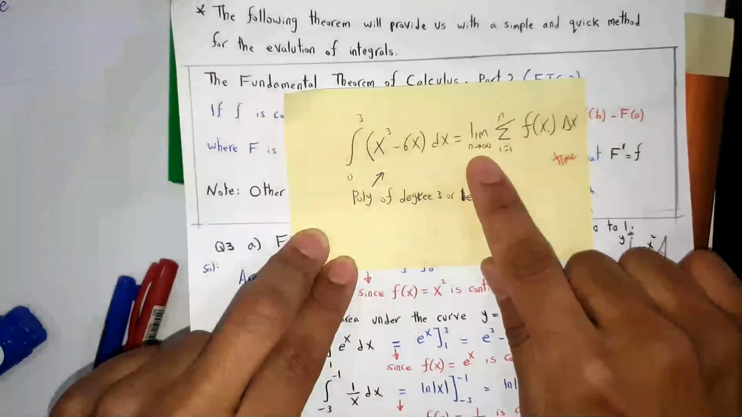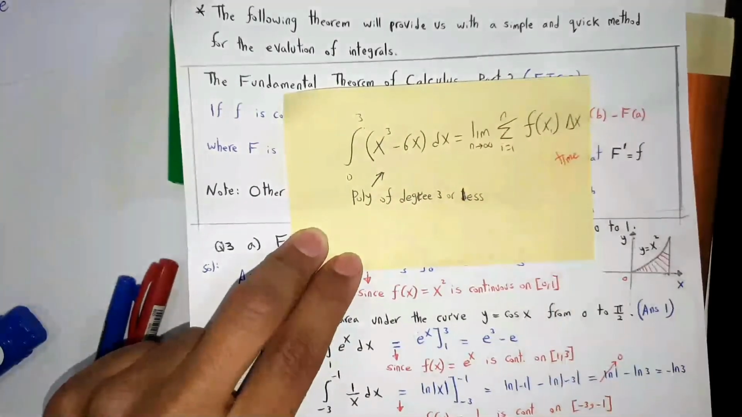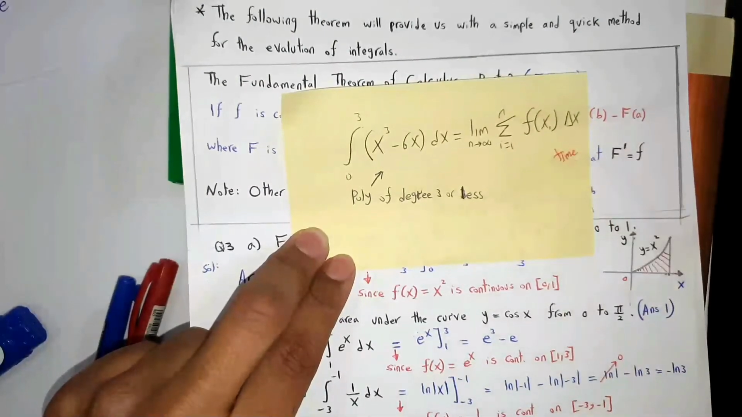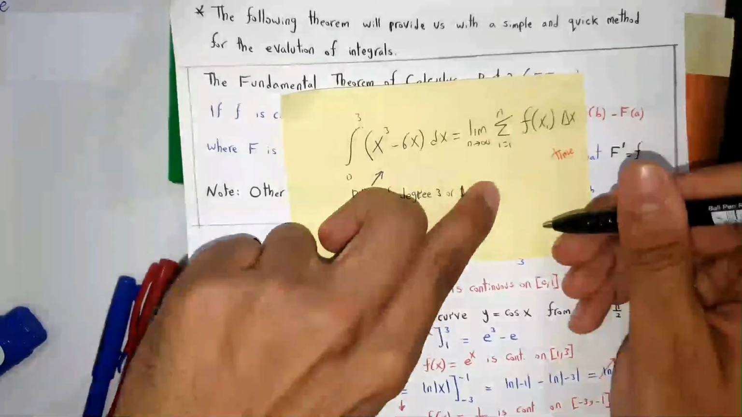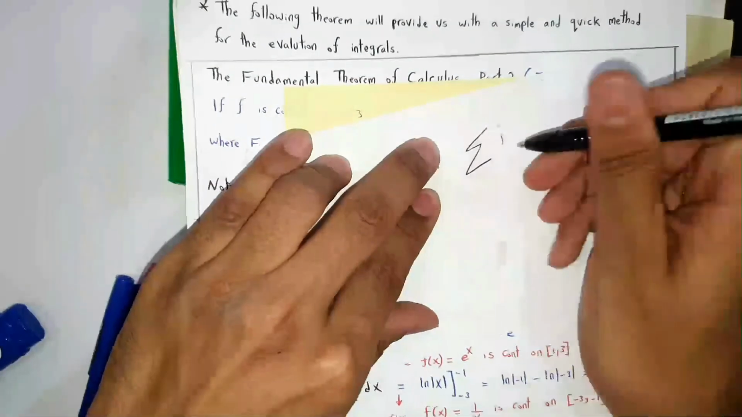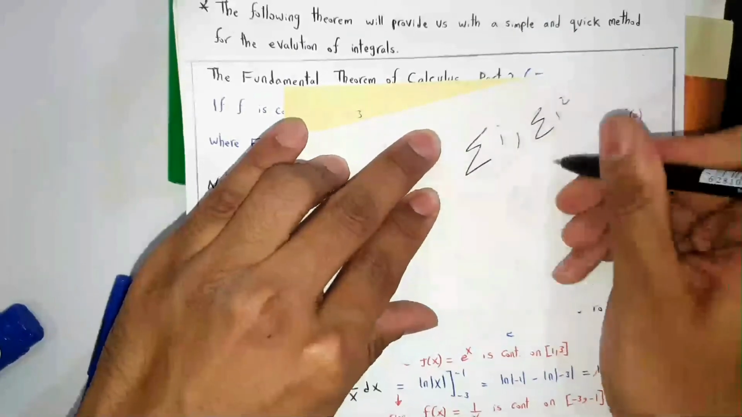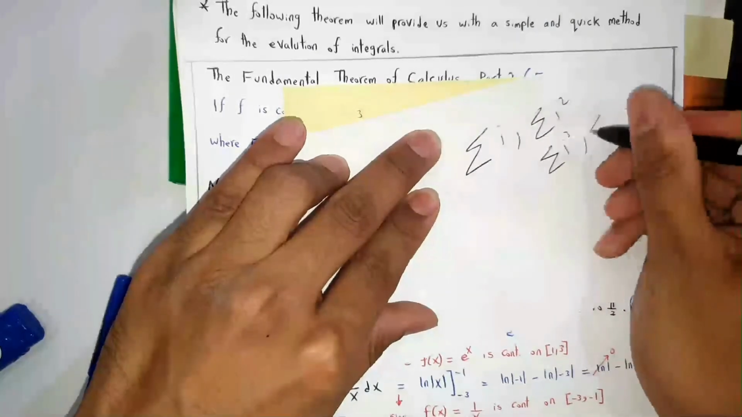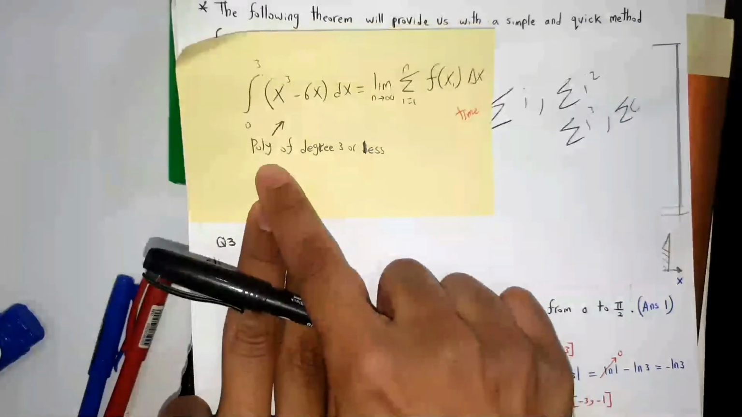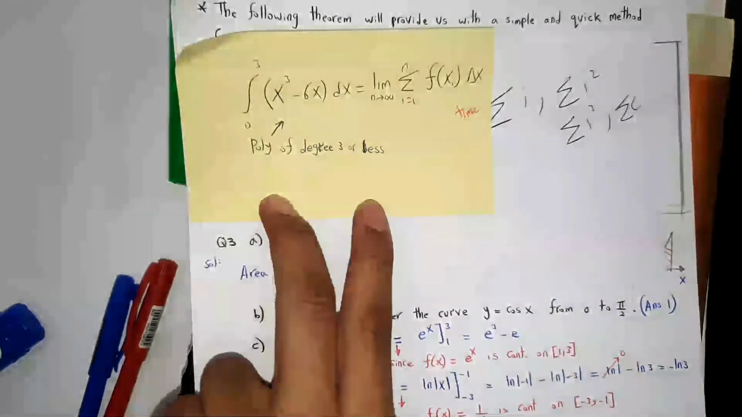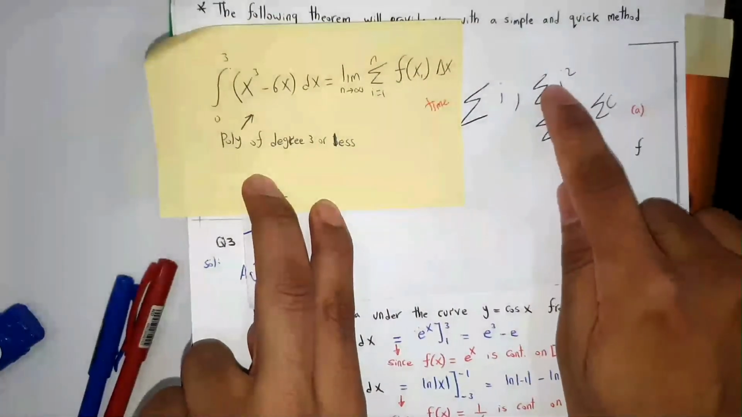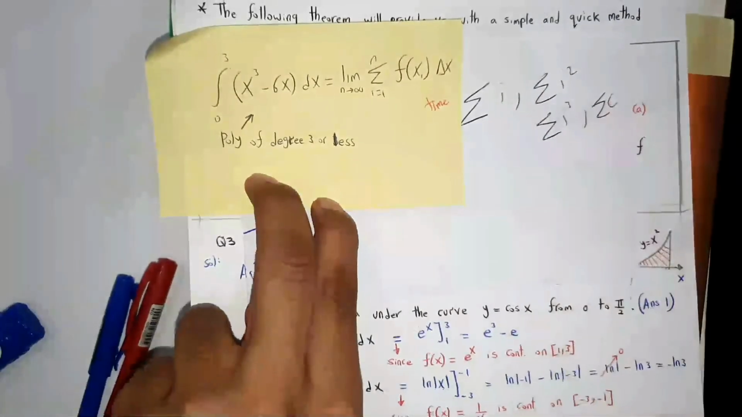And we use the definition, limit of summation f of xi delta x. And at that time, this question was taking a lot of time to solve, because we use what? We use these formulas: summation of i squared, i cubed, and constant term. What is the reason for having this restriction, that the polynomial is of degree 3 or less? Because degree 3 will give you summation of i squared, i cubed, and i constant only.